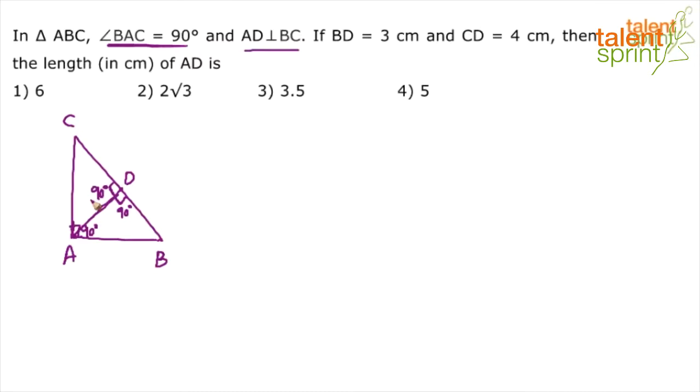Okay. So AD is perpendicular to BC. Now it says BD is equal to 3 centimeters. This length BD is 3 centimeters and the length CD is 4 centimeters. What is the length in centimeters of AD? So we have to find the length AD here. That's the question.